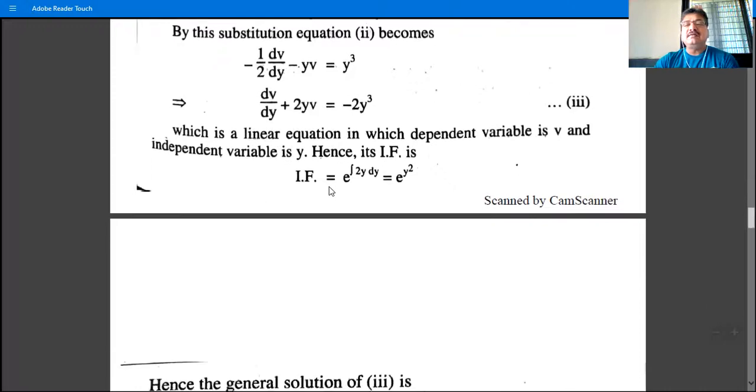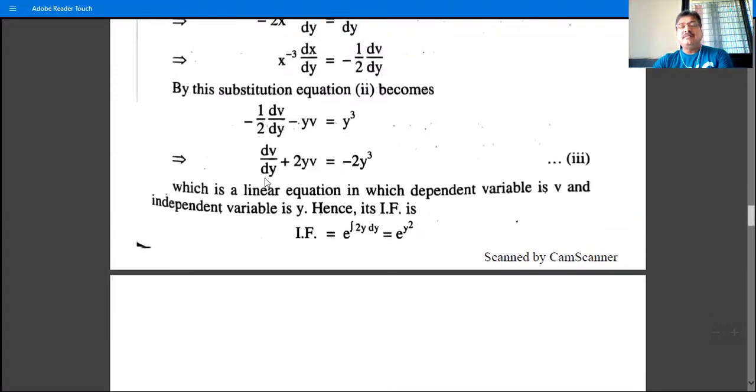And this is a linear differential equation of the form dv by dy plus 2yv is equal to minus 2y cube. That is, this is in the form dv by dy; the general form is dy by dx, so y is v and x is y now. And so the integrating factor is what? e raised to integration 2y dy.